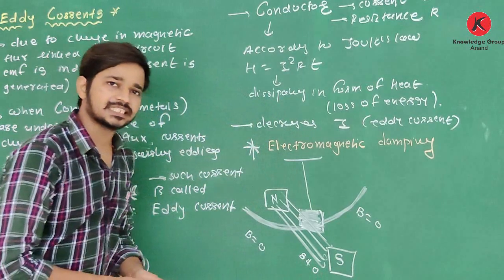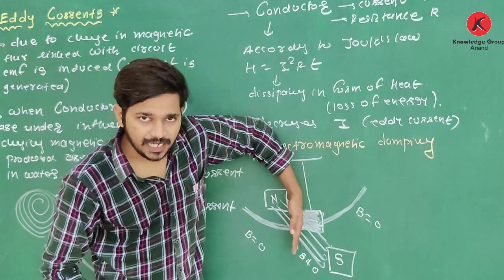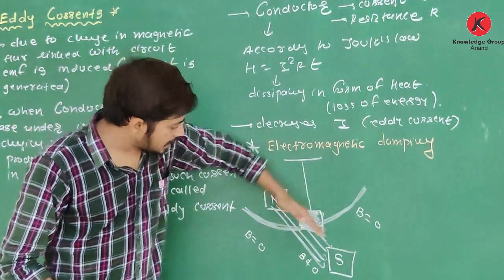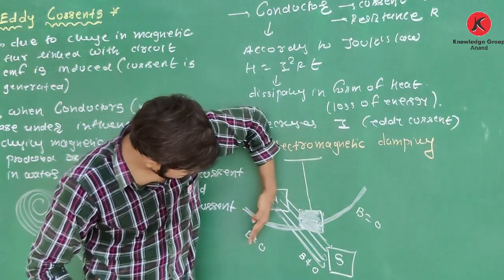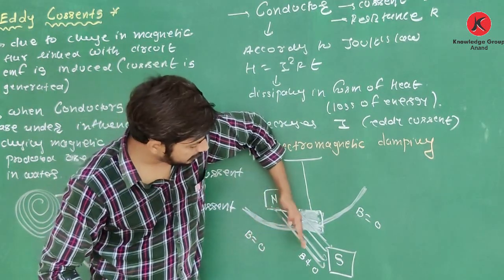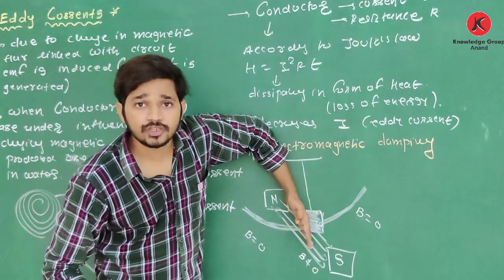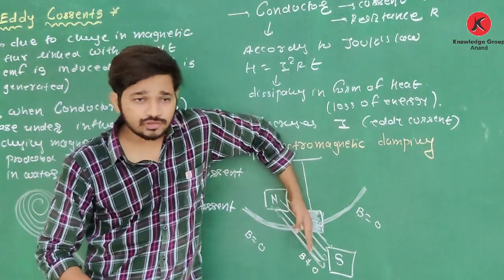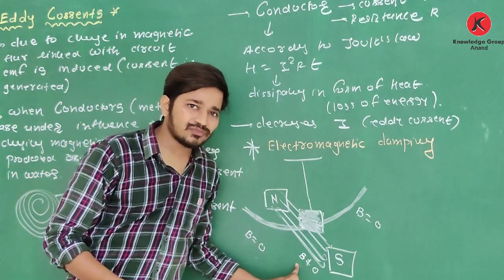So what happens? See, whenever this metallic plate is oscillating like this, here magnetic field is 0. So magnetic flux linked with metallic plate is 0. Now it is in this region. Magnetic field not 0. Magnetic flux not 0. Here there is some flux linked with this plate. So see, due to change in magnetic field, there is change in magnetic flux.